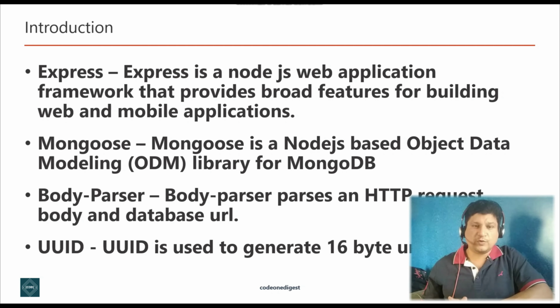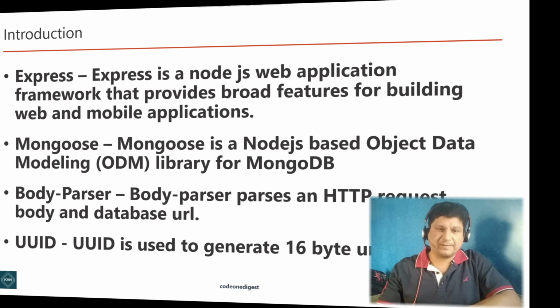UUID. UUID is another package that we will install to generate 16-byte unique values, and this value we will be using as a primary key for our data. Right, friends? So these are some important modules or packages that I am going to use in my application.